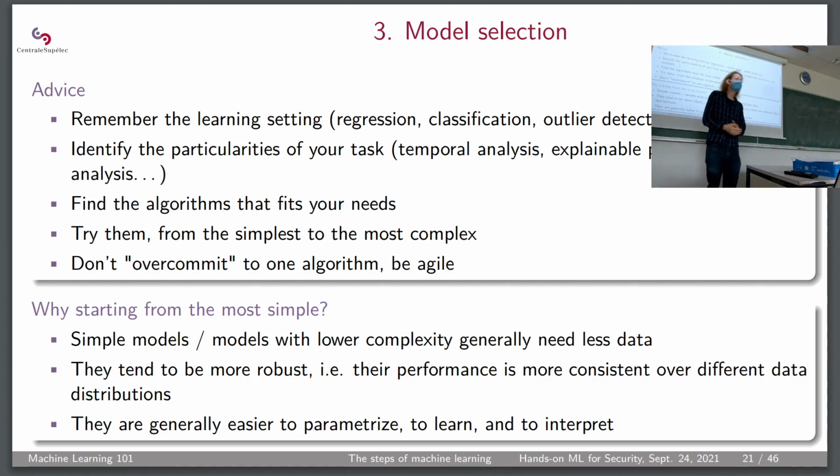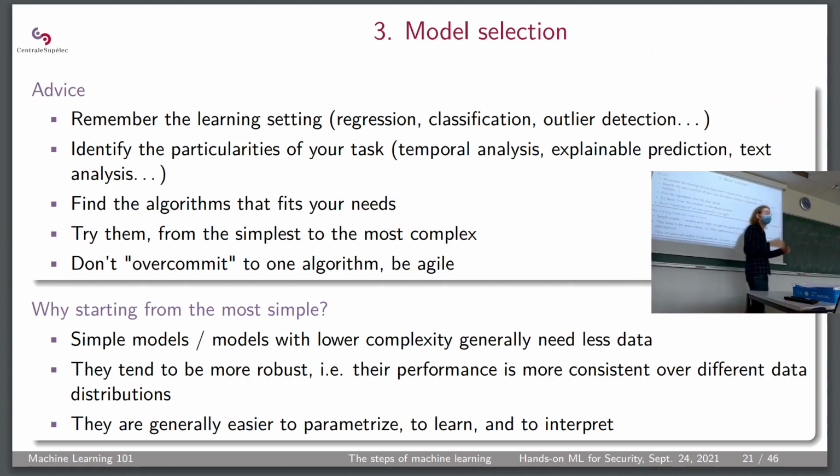Now, you can start into machine learning black magic. How do we select the good model? So first, you need to remember what your learning setting is. Am I doing a regression, a classification, an outlier detection?